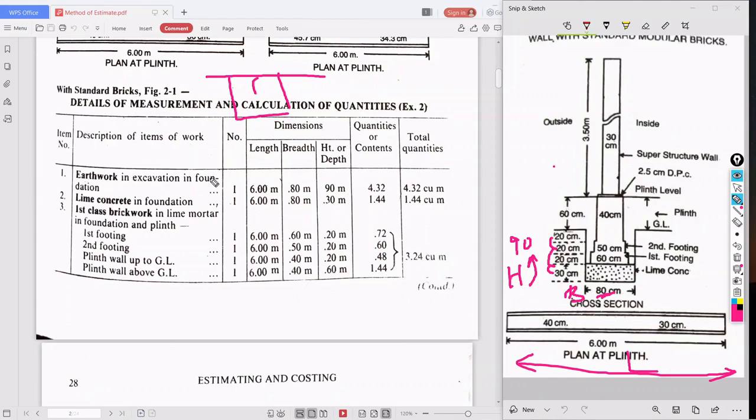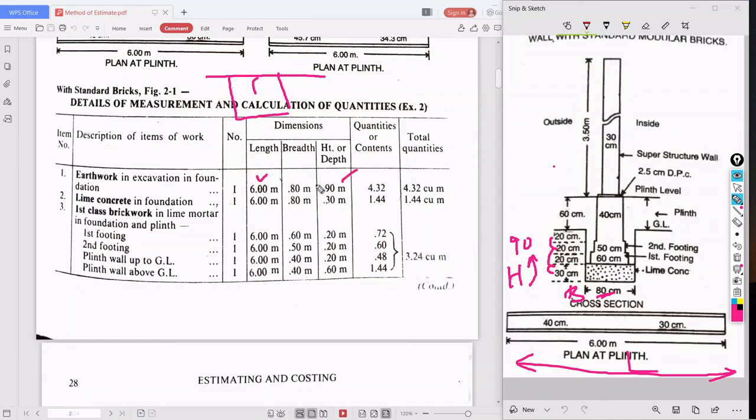So how many numbers are there? Because only one is given in the diagram, we will take the number as 1. What is the length? Length is 6 meter. What is the breadth? It is 80 centimeter. We are converting it into meter, that is 0.8. What is the height? It is 90 centimeter.